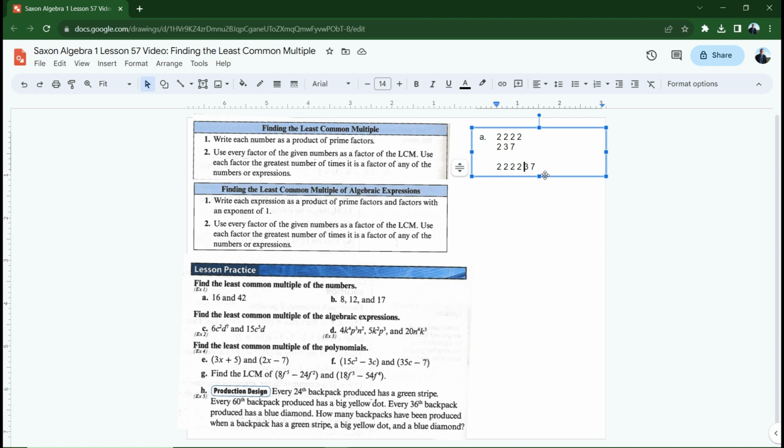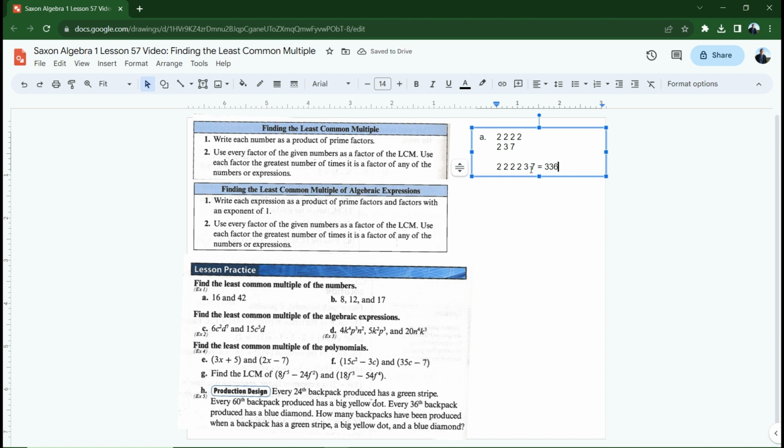This is my least common multiple. I'm going to multiply all these numbers together. Okay, imagine little multiplication symbols in between. 2 times 2 times 2 times 2 is 16. All right, we already established that up here. Times 3 is 48. And now I need to do 48 times 7. That's not that hard. It's just 350 minus 14, which is 336. 336 is the least common multiple.